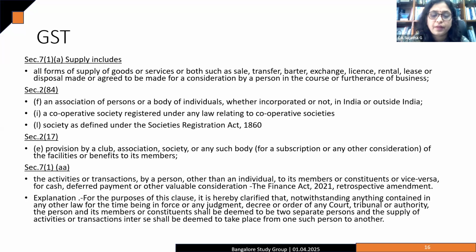Otherwise, what basis would we use? Following Calcutta Club only. Even today, if we apply the principle of Calcutta Club, I think till 2019, till that ruling was pronounced, many clubs had not paid service tax because they still believed in the doctrine of mutuality. I think that has been overruled. To overcome that, 7(1)AA has been introduced.